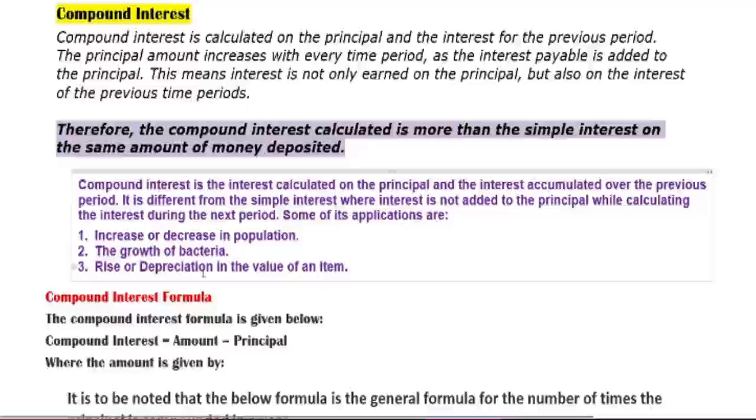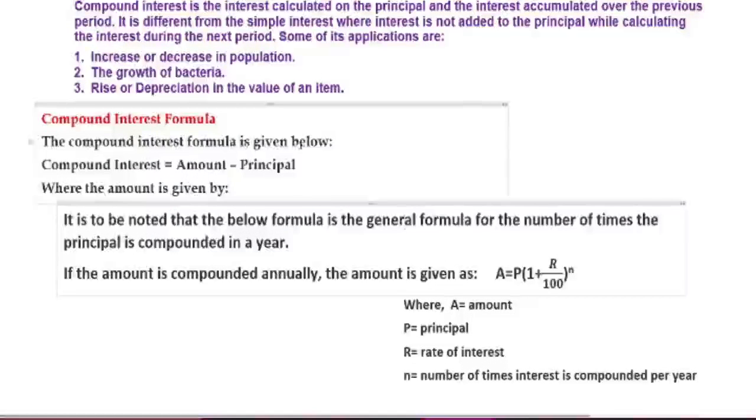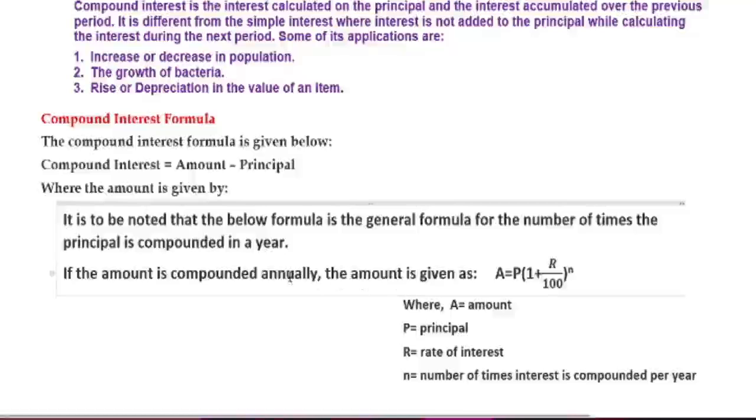Now we will see the formula, how to calculate compound interest. The compound interest formula is given below. Compound interest equals amount minus principal, where the amount is given by a formula. It is to be noted that the below formula is the general formula for the number of times the principal is compounded in a year. This is the general formula for finding the amount. Here the amount is compounded annually.